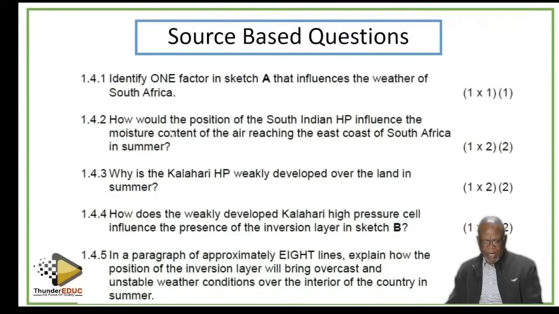And now the next question: how would the position of the South Atlantic high pressure influence the moisture content of the air reaching the east coast of South Africa in summer? How would the position of the South Indian high pressure influence the moisture content of the air reaching the east?